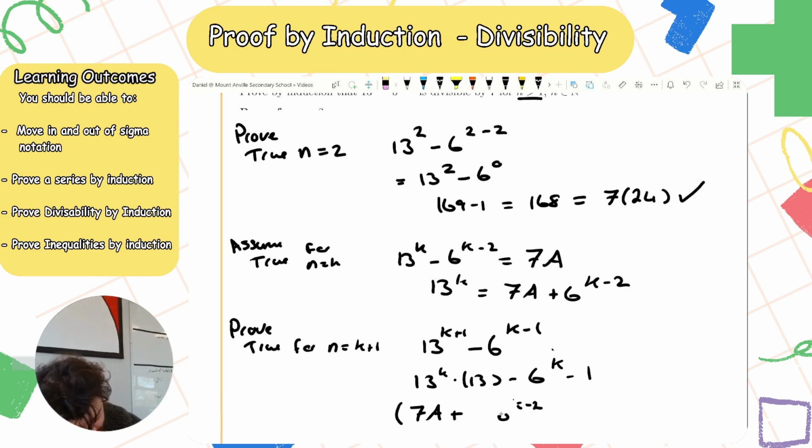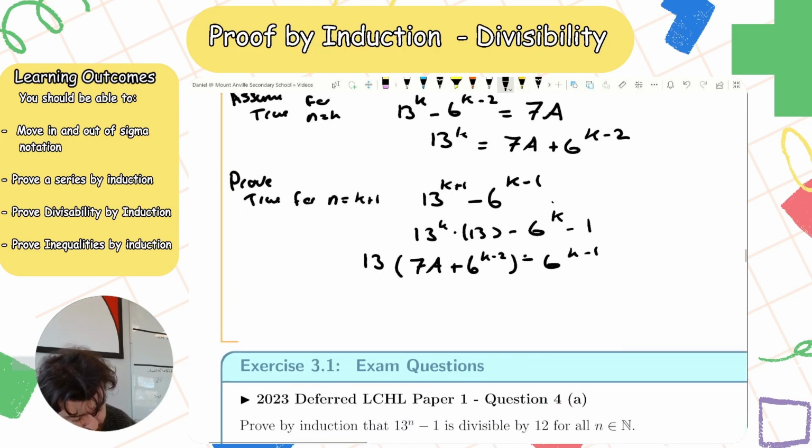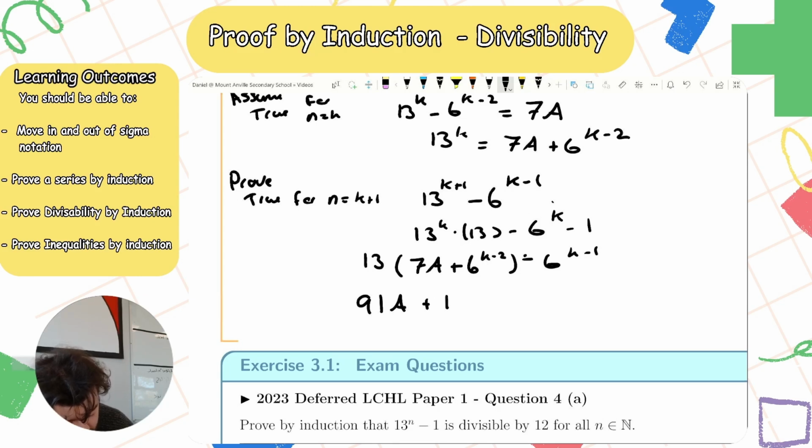Right. Now 7a plus 6 to the k minus 2, I'm timesing it all by 13, minus 6 to the k minus 1. So this is going to be 13 times 7, 91a, plus, so this is going to be 13 times 6 to the k minus 2 minus 6 to the k minus 1.